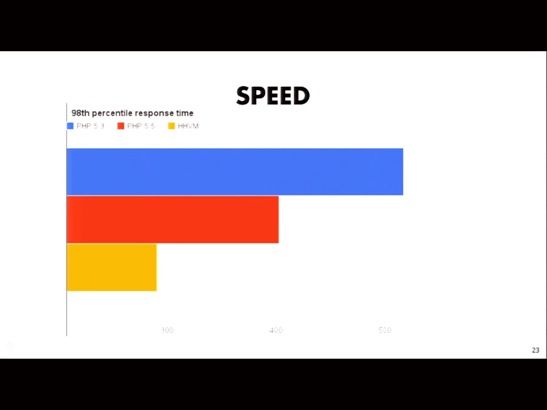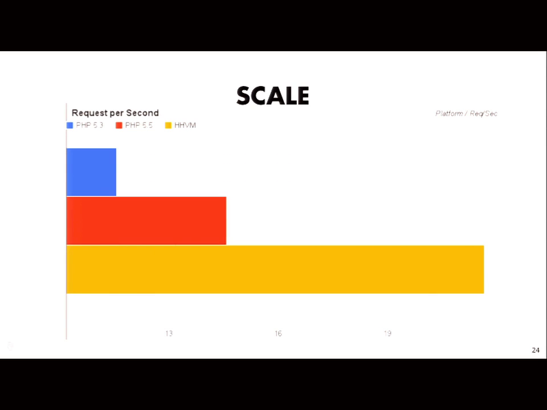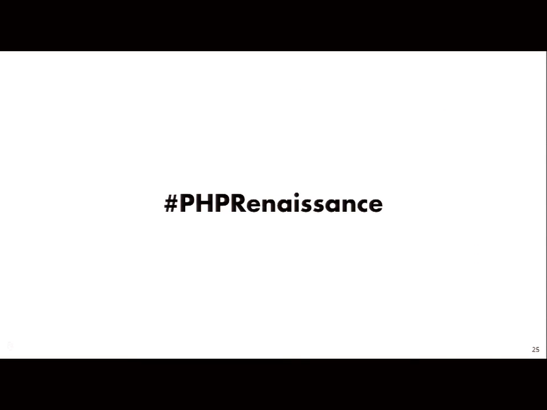So these slides will be available online afterwards if you want to check it out. If you want to tweet it out, that'd be awesome. So here's your basic speed graph, which is awesome. Here's your scale graph, which is also awesome in terms of how many you can actually handle. And this is what I'm talking about when I say PHP Renaissance, right? This is exciting stuff. This is going to help us build stronger and better websites that are more appealing to people because they provide a better experience by being able to respond more quickly to requests.